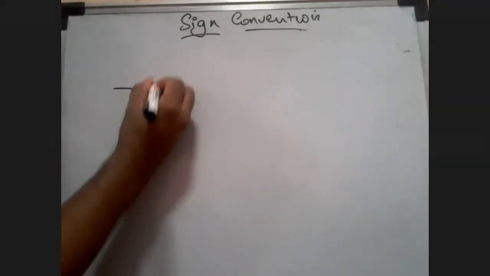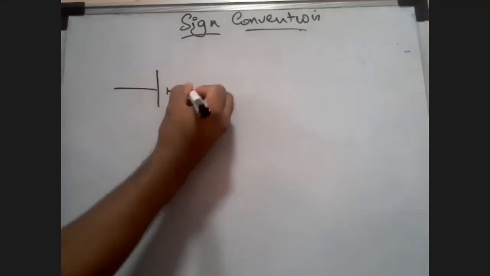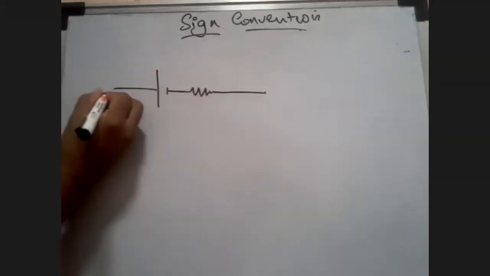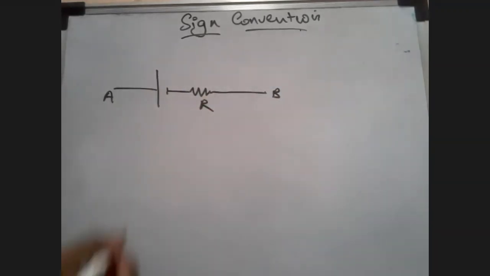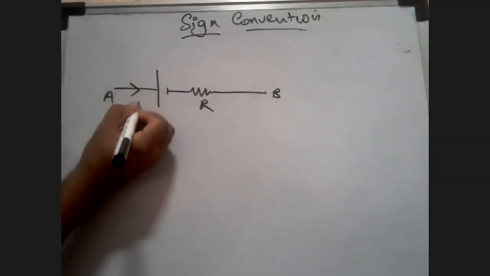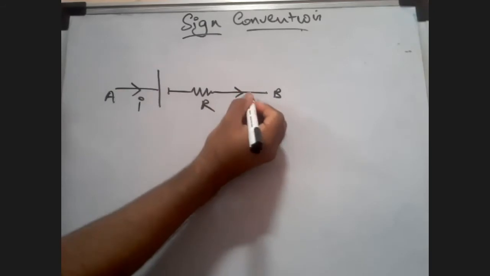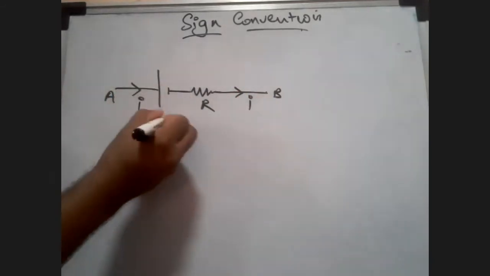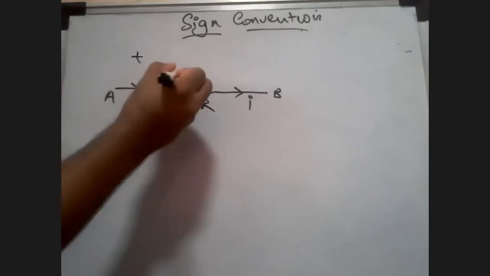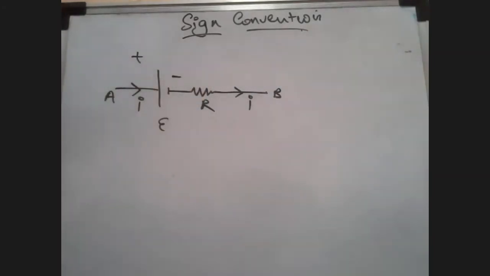Let's look at another condition. Let's say that the battery now is placed opposite and there's a resistor like this. This is A, this is B, this is R, and the direction of the current, let's say, is like this. Again, let's consider this to be epsilon. Positive terminal here is first, negative terminal below, on the right side.